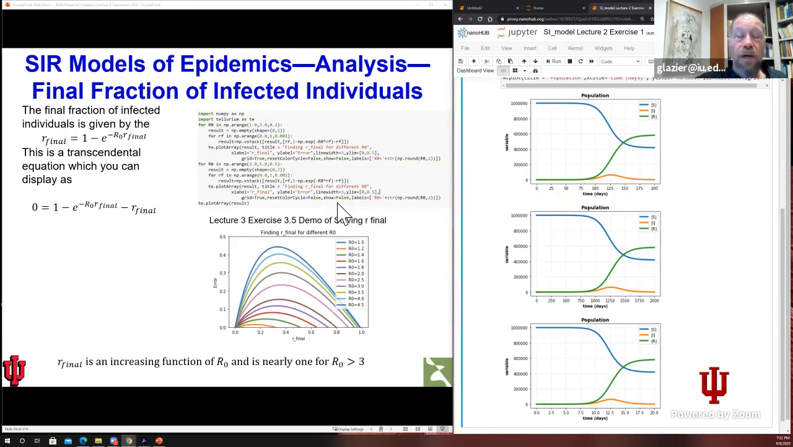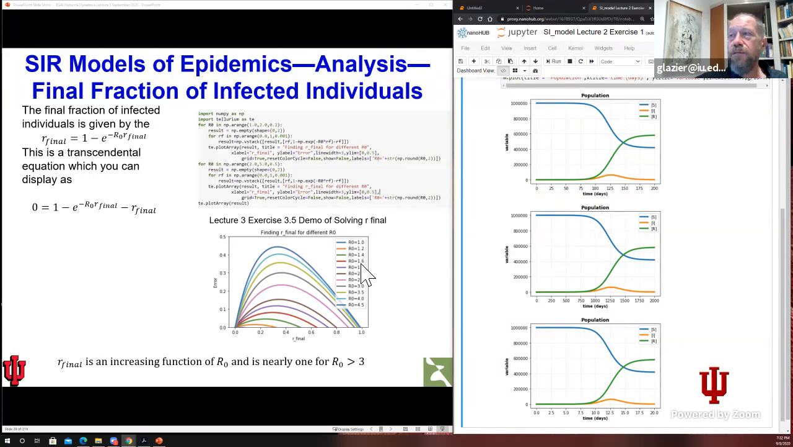And I've got a little program, which we're not going to run now because we're going to run out of time, that generates this plot. And what I see here, if r naught is 1, basically nothing happens. The answer is nobody gets infected. R final is 0. If r naught is 1.2, that's orange. R final is over here, about 0.3.